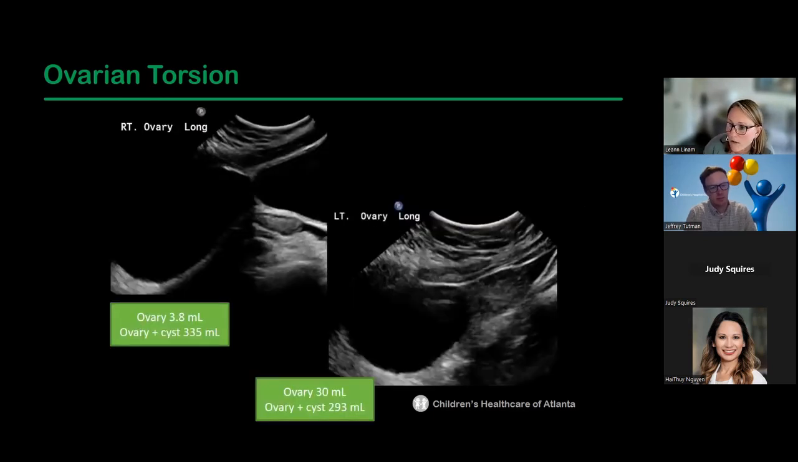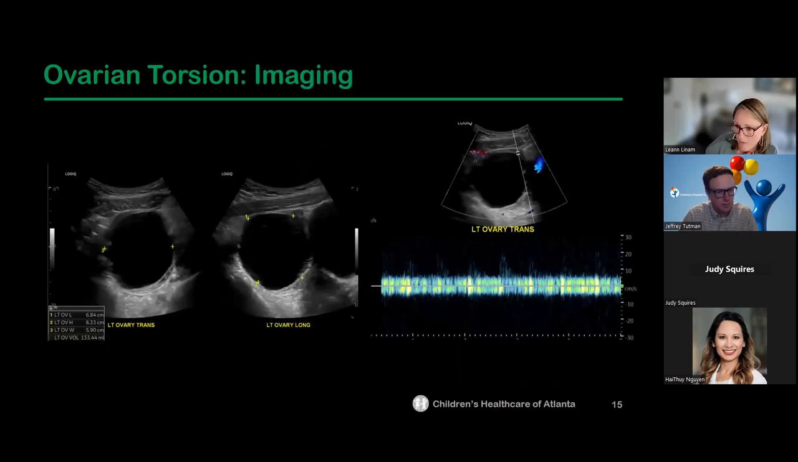So here is a case of a patient who had bilateral ovarian cysts, and you can see the simple cysts bilaterally. The right ovary, they measured the ovaries separately, and it was 3.8 milliliters. And then when you added the ovary volume plus the cyst volume, it was 333. And then on the left, you can see this ovary is a little bit bigger, and the cyst is a little bit smaller, and added together, they were 293 milliliters. The patient went to the OR, and there were, of course, bilateral cysts, but that left ovary was torsed.